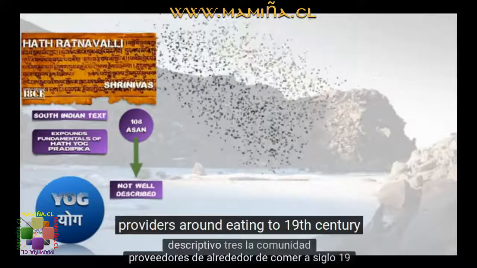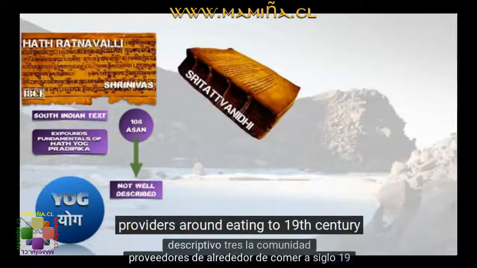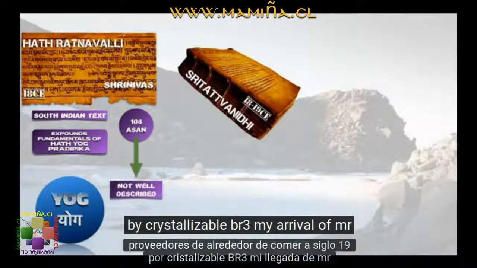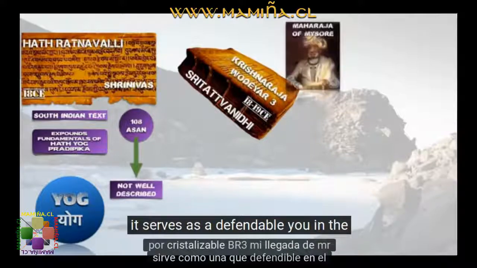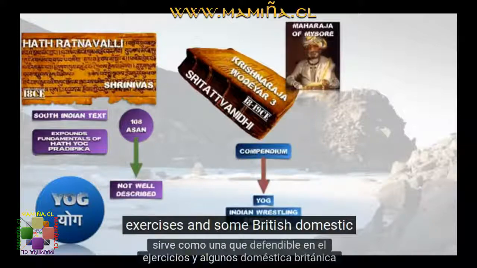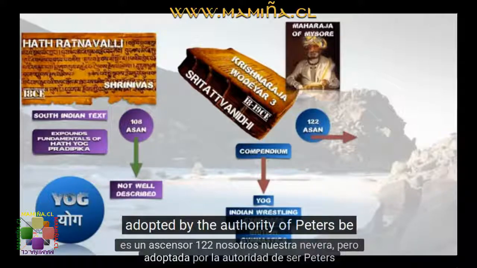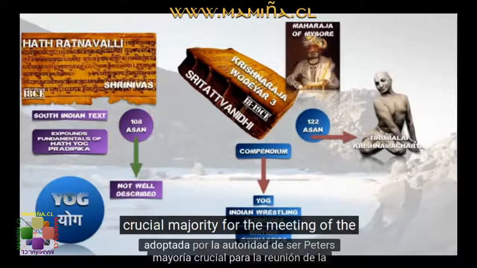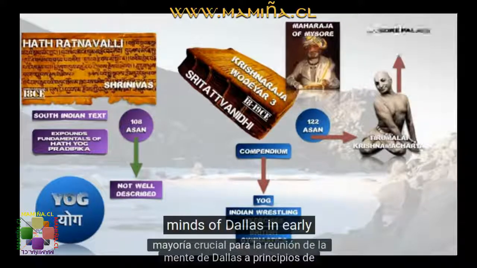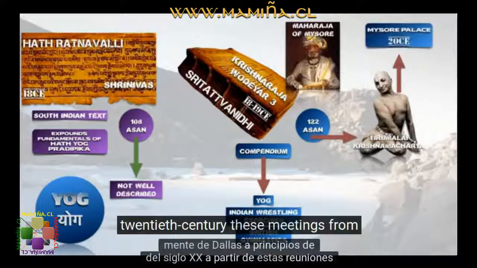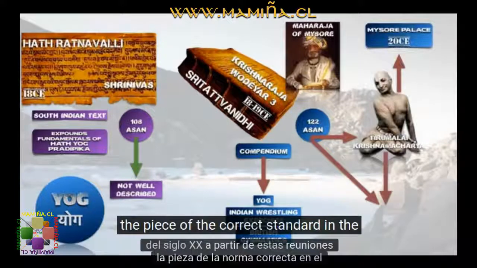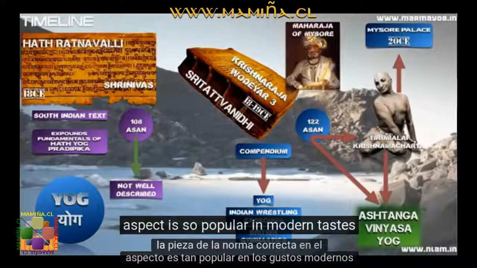Sri Tattvanidhi, codified around 18th to 19th century, compiled by Krishnaraja Vodiyar III, Maharaj of Mysore. It serves as a compendium of yoga, Indian wrestling exercises, and some British gymnastic practices. It enlists 122 asanas, all of which were adopted by the revered yoga teacher T. Krishnamacharya for his teachings at the Mysore Palace in early 20th century. These teachings form the base of the current Ashtanga Vinyasa practice so popular in modern times.